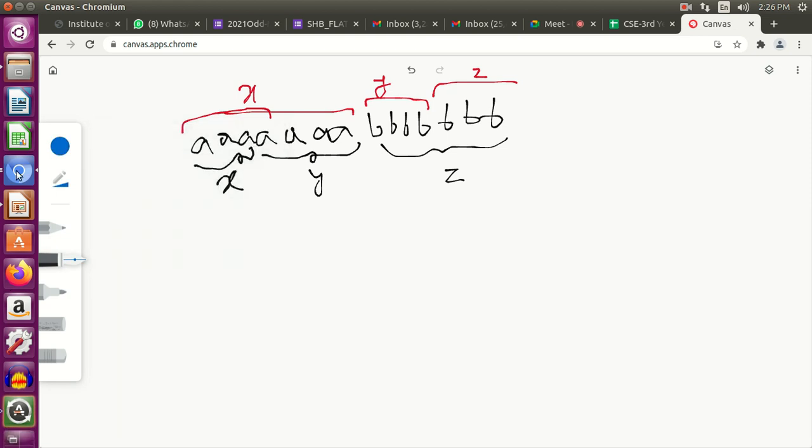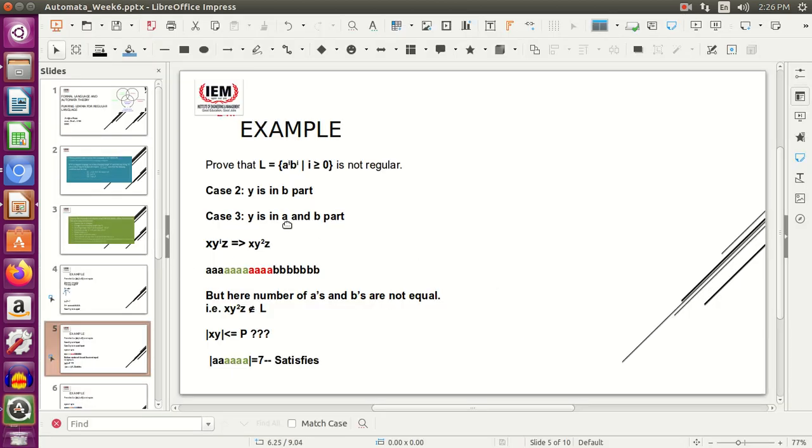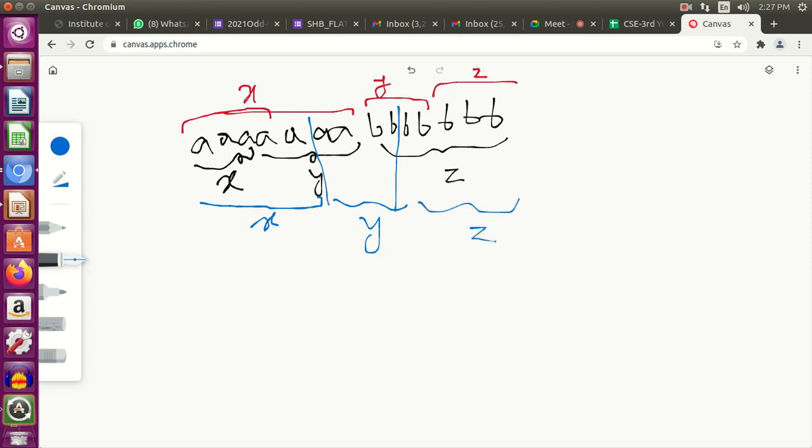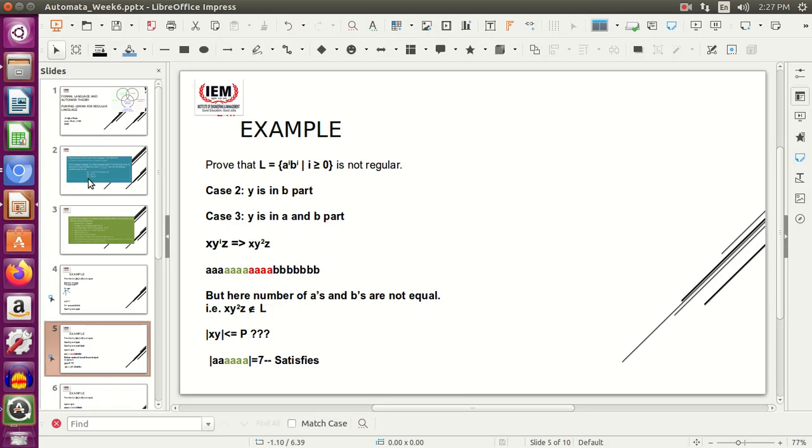Another consideration is also possible. What is that consideration? Which is y is in a and b. So y lies in a place where it consists of both a's and b's. How we can say that: the first 5 a's are x, this 2 a's and this 2 b's, from here to here it's y, and then the rest of it is z, right? Now these three cases are possible. Okay. Now what we have to do next, what should be done?